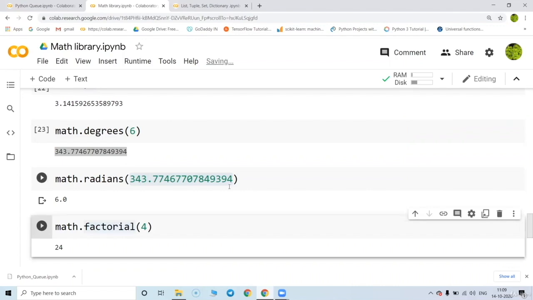So all the required mathematical functions which are directly available in the math library are covered in this tutorial. I hope you have understood this. Stay tuned. Thank you very much.